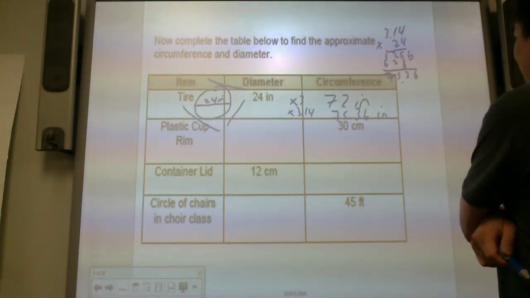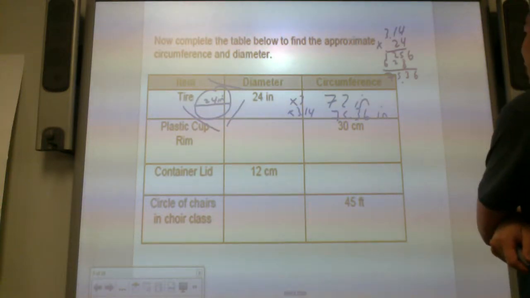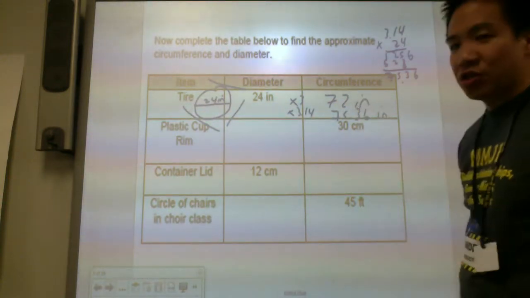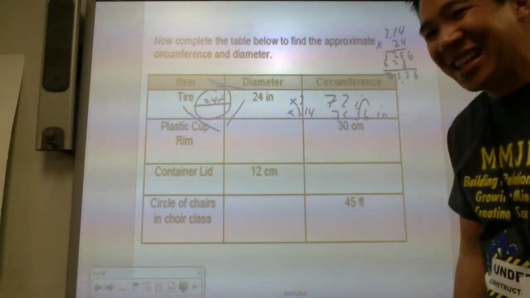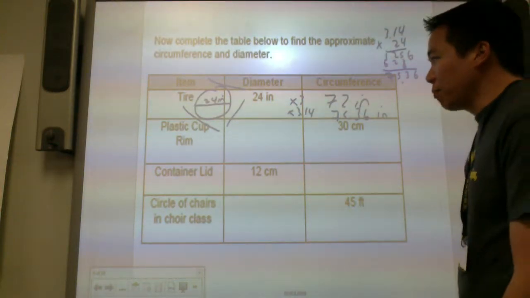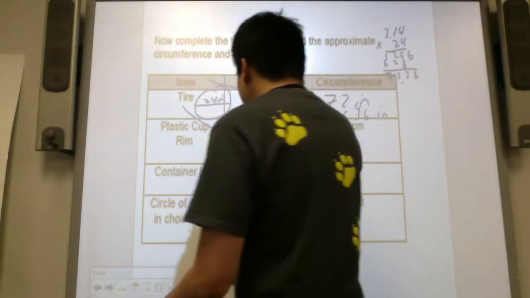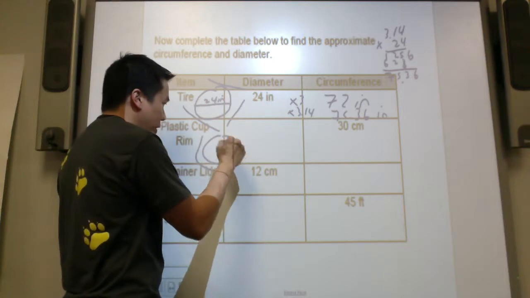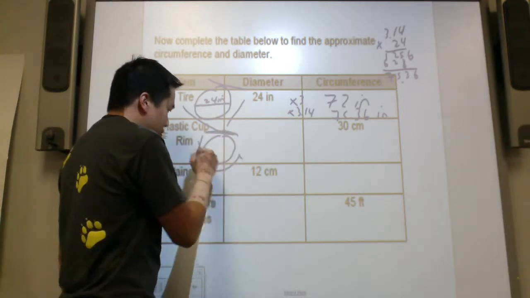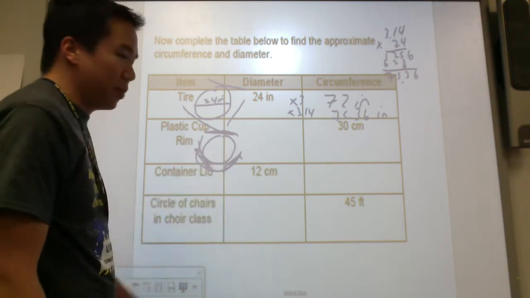Let me make sure I did my math correctly. Yeah. So again, 72 inches is an approximation. 75.36 is the exact answer. So you have a plastic cup. The rim around it is this whole thing around it, 30 centimeters. What would the diameter be?